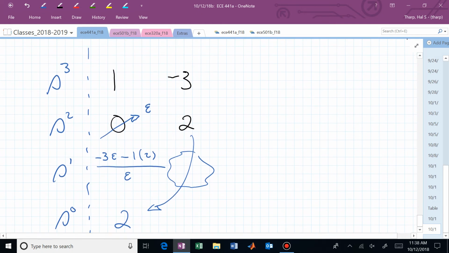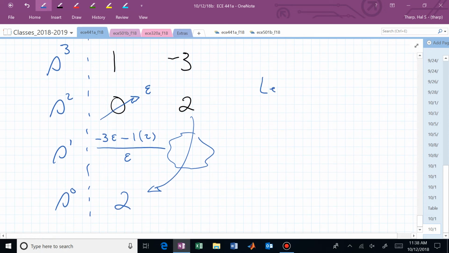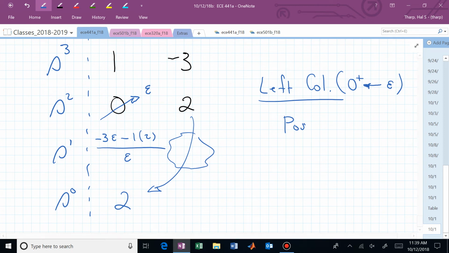We can now examine this particular left column for sign changes. So let's now look at the left column as epsilon approaches 0 from the positive side. In the first row, the s cubed row, we have a positive coefficient. The s squared row, coming in from the positive side of 0, is positive.